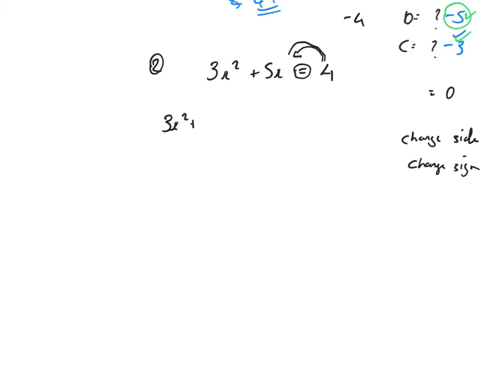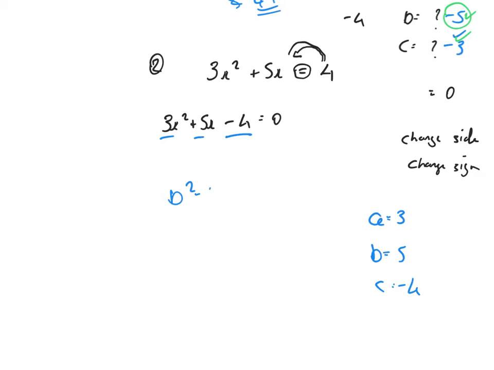So now look at 3x squared plus 5x minus 4 is equal to 0. We move the 4 from one side of the equal sign to the other, which leaves me with 0 over here, and 4 becomes minus 4. I can now identify a, b, and c. a is 3, b's 5 rather, and c's minus 4. a is 3, b is 5, c is minus 4.